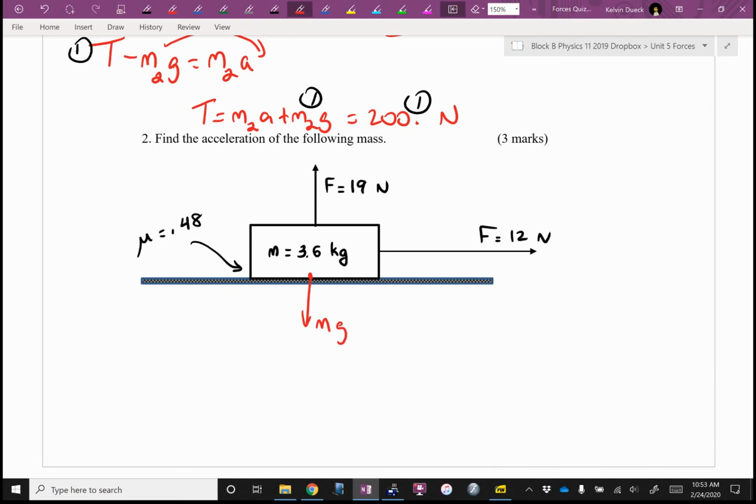Smaller. Why? Because 19 newtons worth of mg is being taken care of by that upward pointing arrow. So I'll exaggerate it. Then I have F applied.